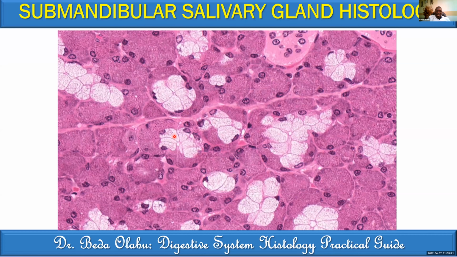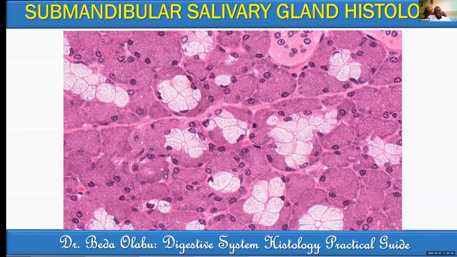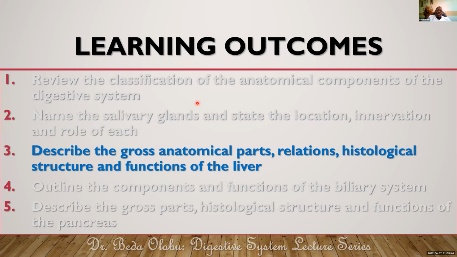The submandibular gland contains serous demilunes. So this is an arrangement where you have serous cells just embracing the mucus acinus. Serous demilunes are unique to submandibular glands. So because of the presence of mucus and serous acini, the submandibular gland produces mixed saliva. Good, now we're done with the salivary glands.